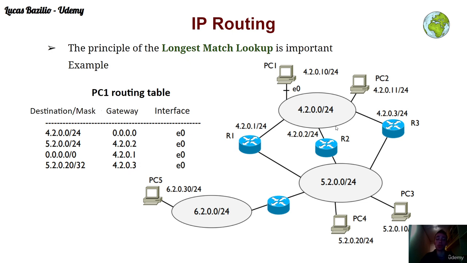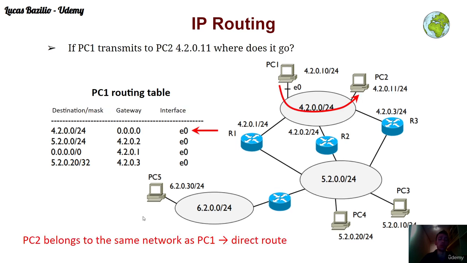Keep in mind that I can also arrive through R2 and also R1. So why do we choose this gateway, 4203? Well, let's see. This is the principle of the longest match lookup. So let's begin. First of all, if I want to send datagrams to PC2, this is very easy because this host, this computer, belongs to the same network where I belong. We have a direct route, by this first entry.